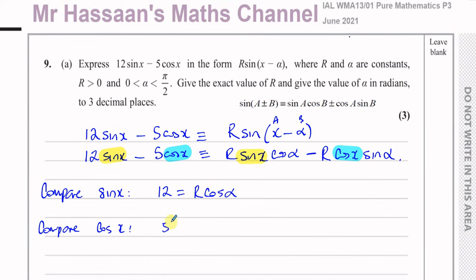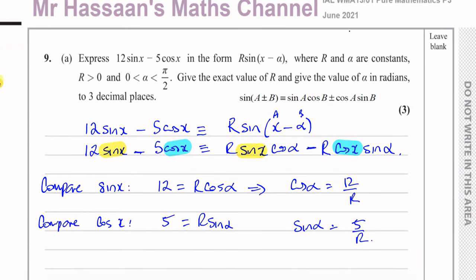On this side we've got a 5. On this side we've got r sine alpha, because the cosine x is multiplied by r sine alpha, and here it's multiplied by 5. The minus is the same in both, so we don't have to worry about that. If I put minus here and here, it's going to cancel out anyway. So now we can say that the cosine of alpha is equal to 12 over r, and the sine of alpha is equal to 5 over r.